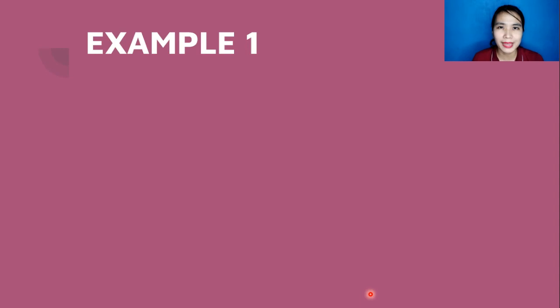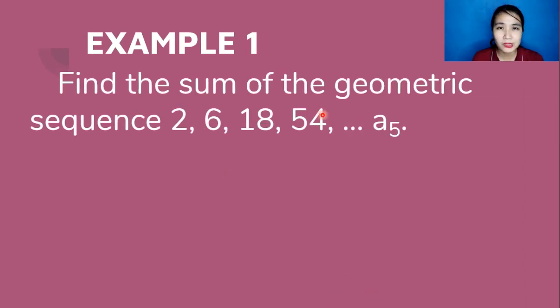Let us now have examples. Example number 1. Let us find the sum of the geometric sequence 2, 6, 18, 54, and so on, until the a sub 5, or the fifth term.